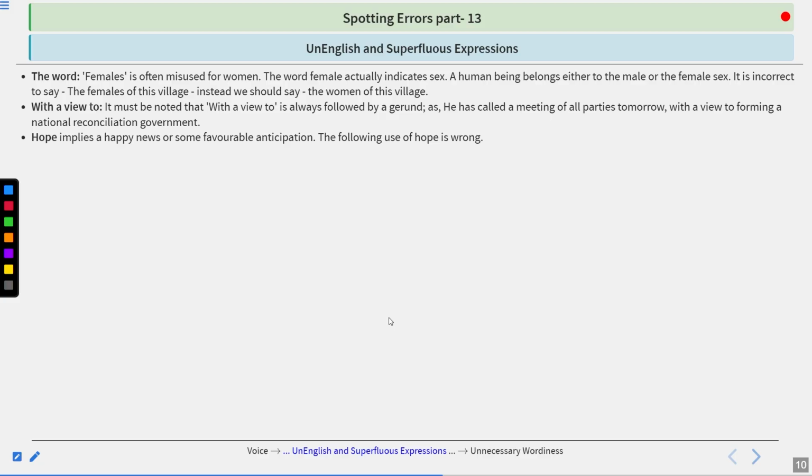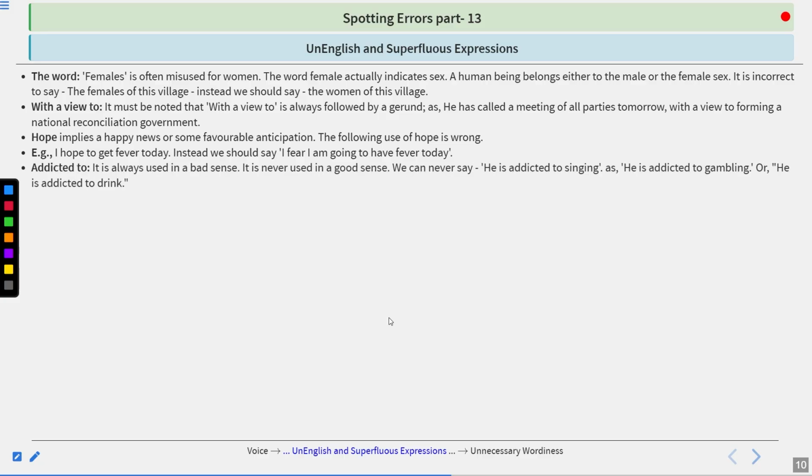Let's move to hope. Hope implies happy news or some favorable anticipation. The following use of hope is wrong. Example, I hope to get fever today. In place of this, we should say, I fear I am going to have fever today. Addicted to is always used in a bad sense. It is never used in a good sense. We can never say he is addicted to singing, but he is addicted to gambling, or he is addicted to drink. Alright. These words should always be written as two separate words, all right, and never as alright.